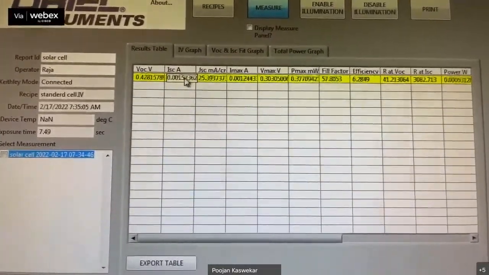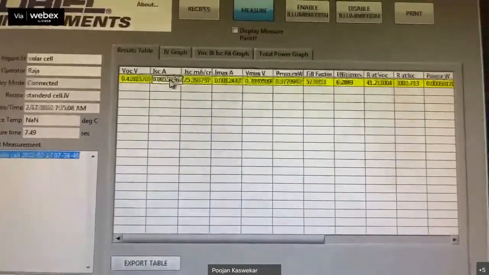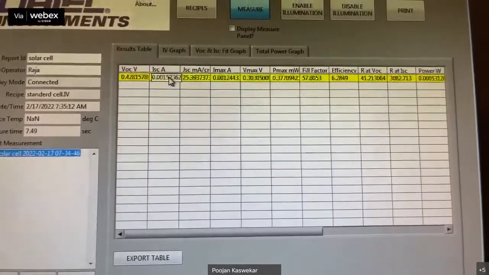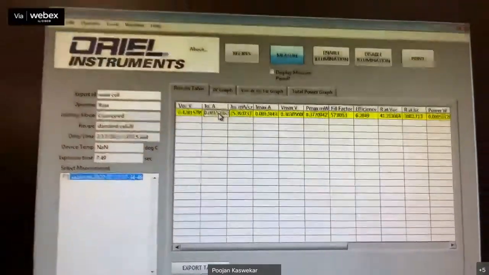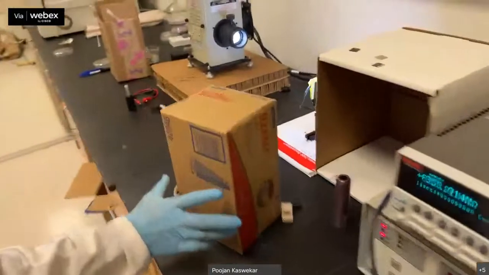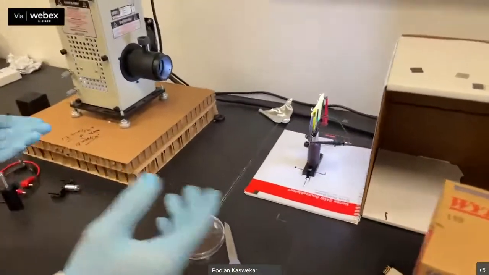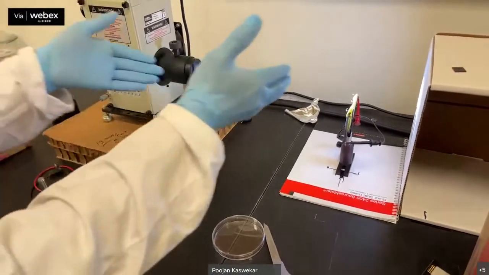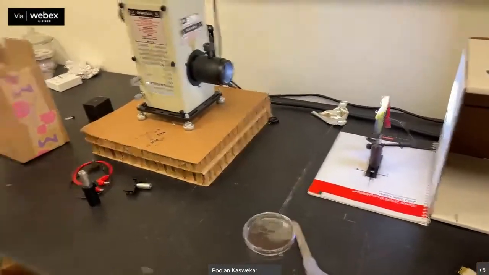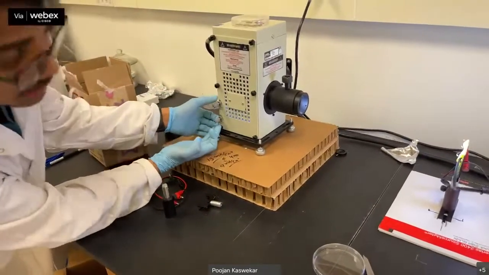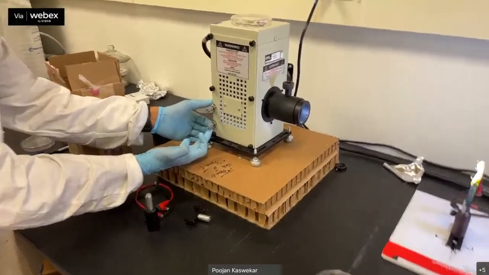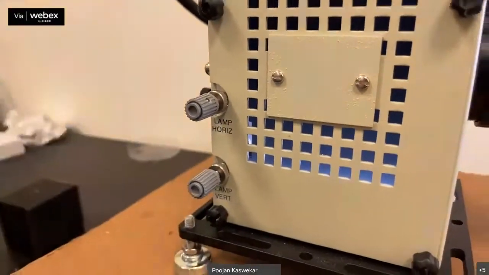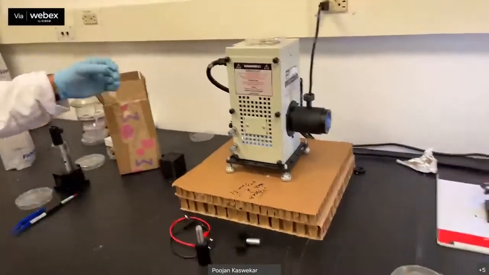Once that sweep is finished, you'll see the VOC here, 0.42 volts, and JSC is 1.52 milliamps. The typical ISC we expect from this sample is 1.64 milliamps. This is a little lesser, so we are going to adjust the distance. The distance can be adjusted in both ways. Either you can move your solar simulator, or you can move your sample, or you can adjust your horizontal and vertical positions here. This is the horizontal alignment and this is the vertical alignment.